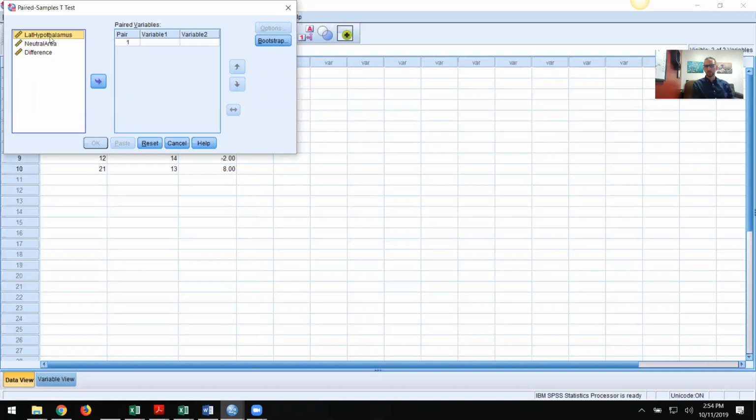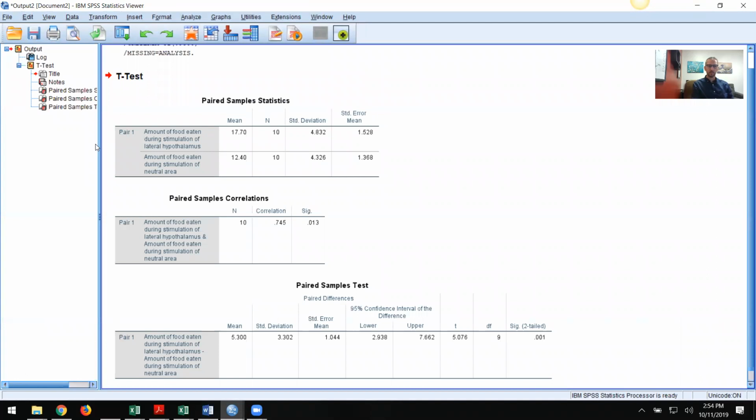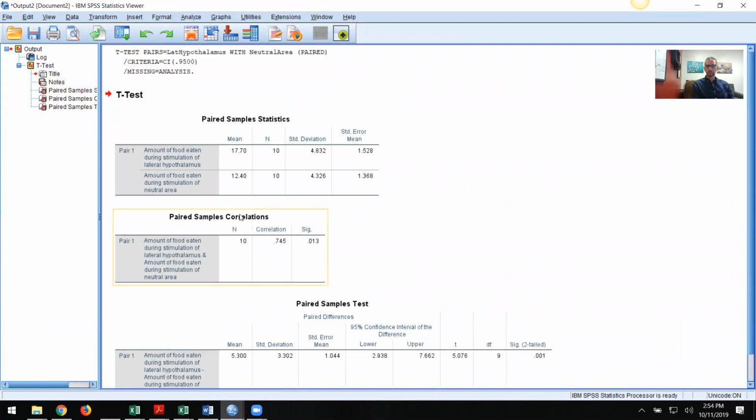So I'm going to take lateral hypothalamus and I'm going to move it over, and then I'm going to be comparing it to the neutral area. And so you don't have to worry about this second pair. If I wanted to do another comparison, I could, but for this purpose, for the class, we're only going to do one pair. So I'm going to click OK. And we have our results.